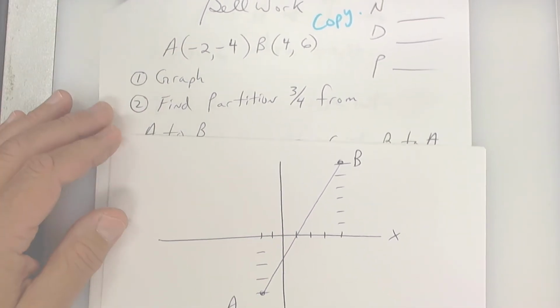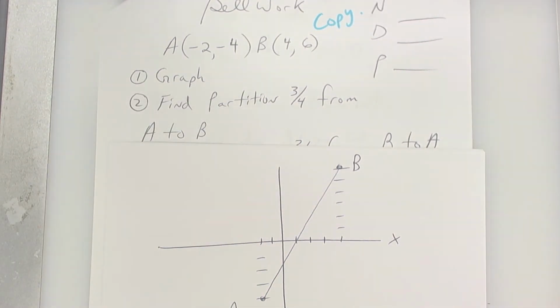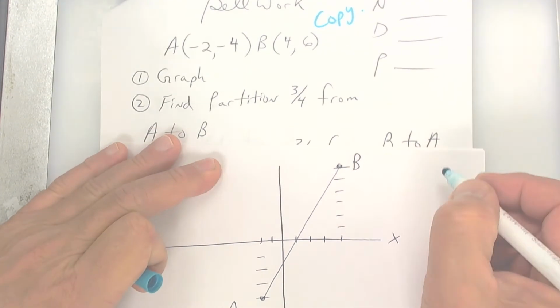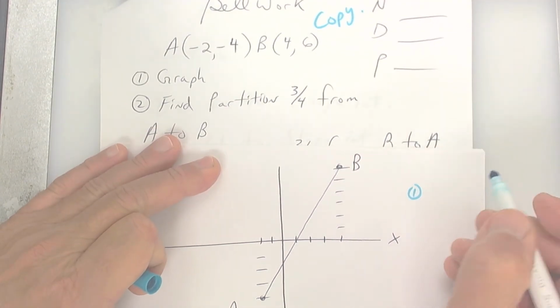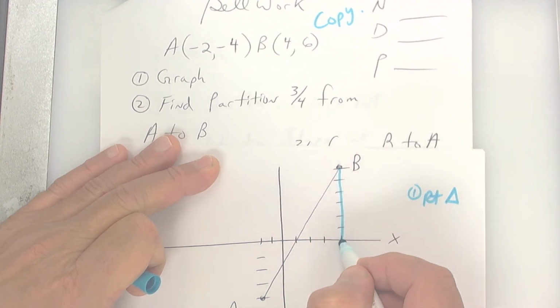Find the partition 3/4 of the way from A to B. So you're going from A to B. Let me use a different color here. So remember the trick, step 1, is to draw a right triangle. Copy that down. This is a partition.